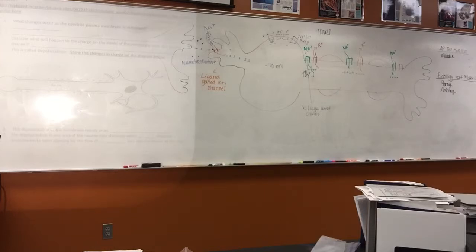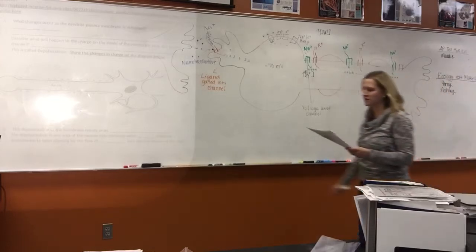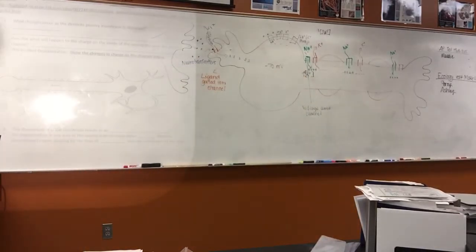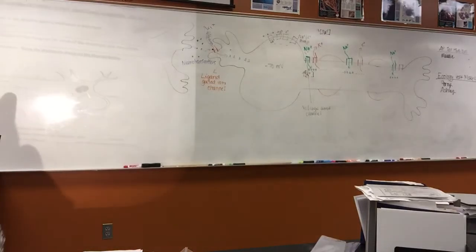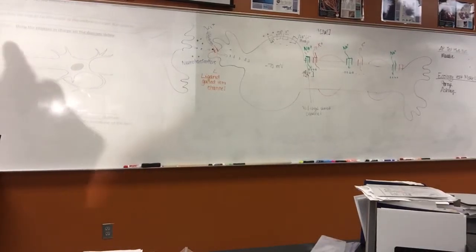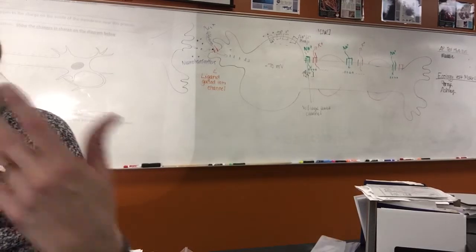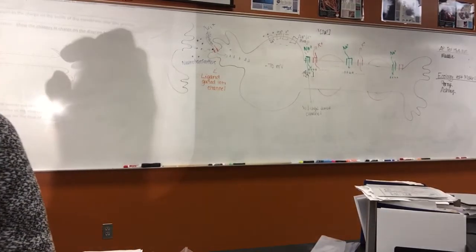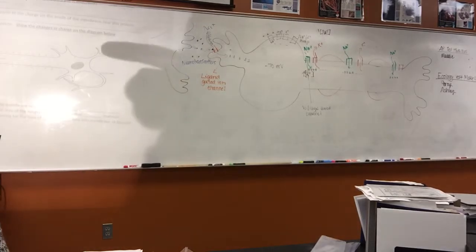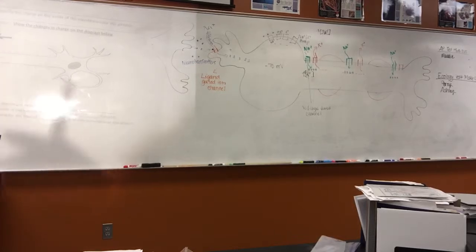Then it asks you on this neuron here to show the changes in charge on the diagram below. So at resting, you have this neuron with the inside of the cell more negative with respect to the outside of the cell. And it asks you to show the changes, and this is the cell body here. So the stimulus is going to start here at the dendrites, and then the signal is going to move in this direction.